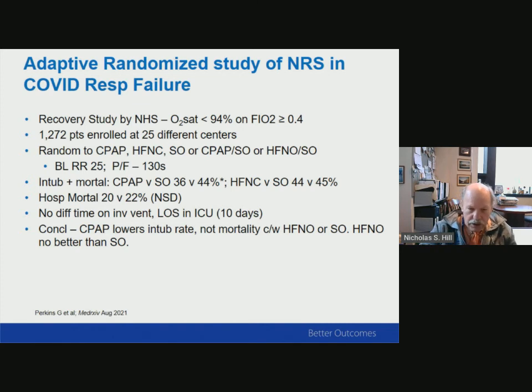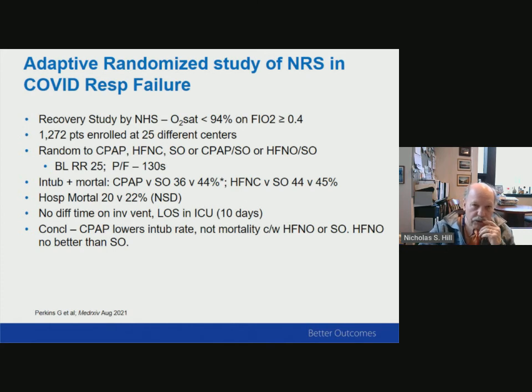So I don't know about you, but I'm more confused now than I was before the pandemic, because there are a lot of inconsistencies in this data. The FLORALI study said the high flow was considerably better than non-invasive ventilation or standard oxygen, but these subsequent studies are not substantiating that. In fact, here high flow is performing no better than standard oxygen. So how do we make sense of all this?